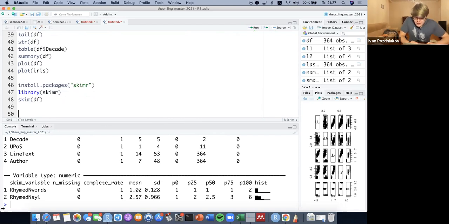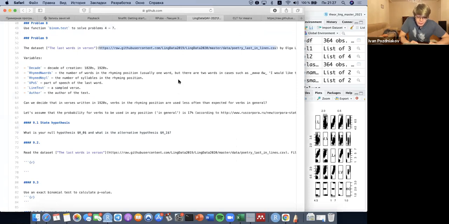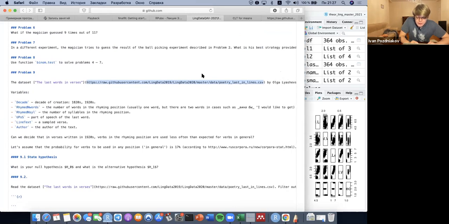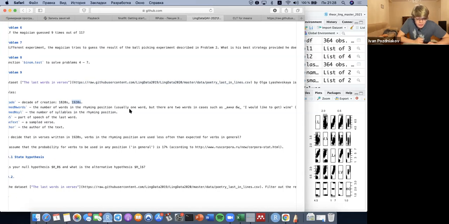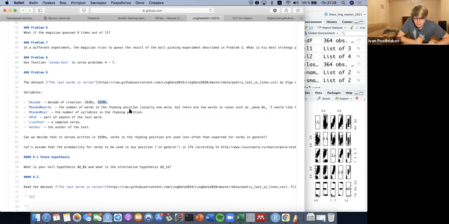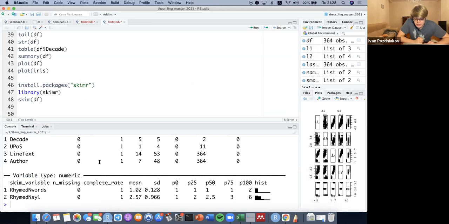Okay, and let's return to this data set. So it contains six columns. Decade of creation: we know now for sure that it has only two values, this one and this one. Rank number of words in the ranking position: usually one word, but there are two words in cases such as Vinabe and so on. Okay, let's see actually what these values are. Words, so it's either one or two. So my minimum value is one, maximum value is two.